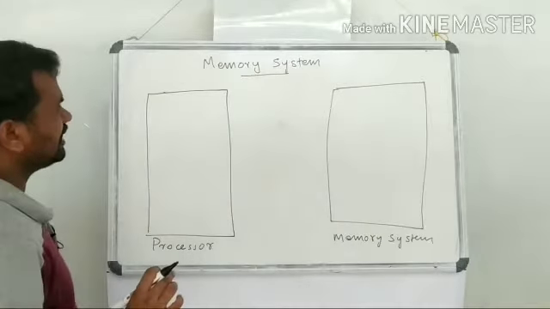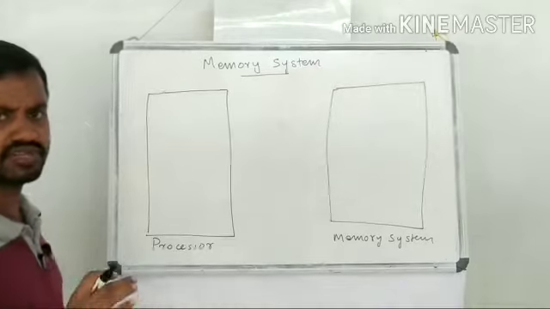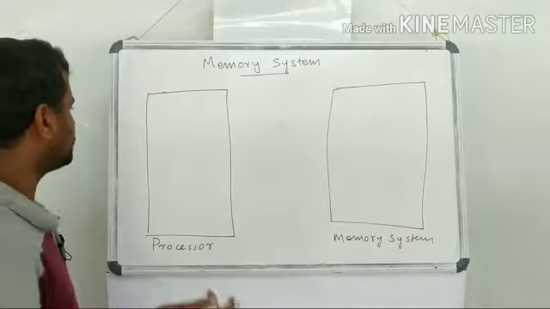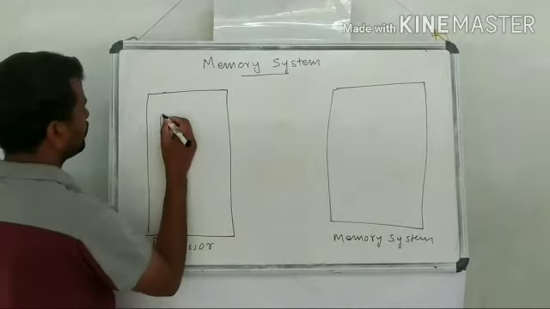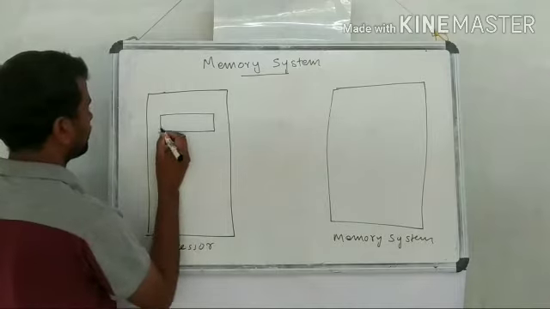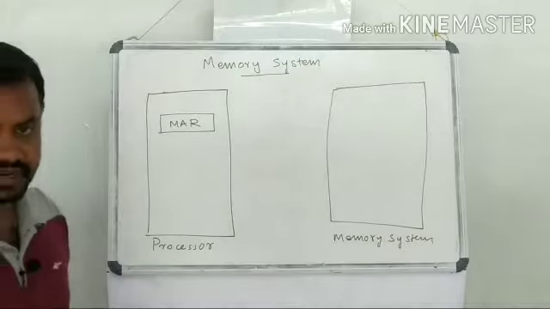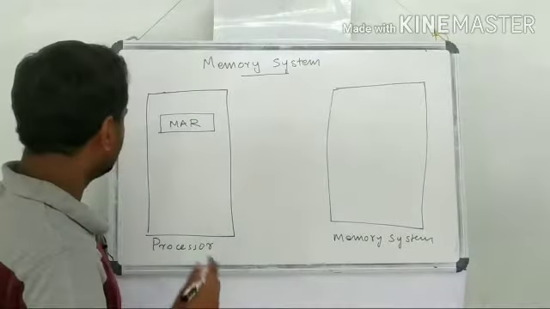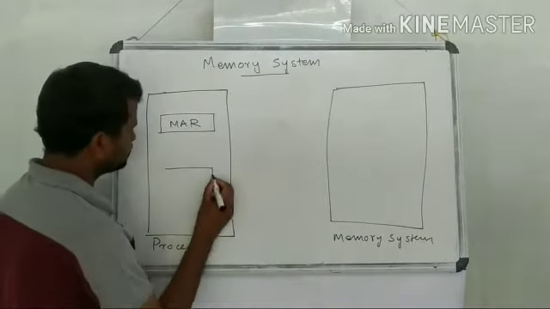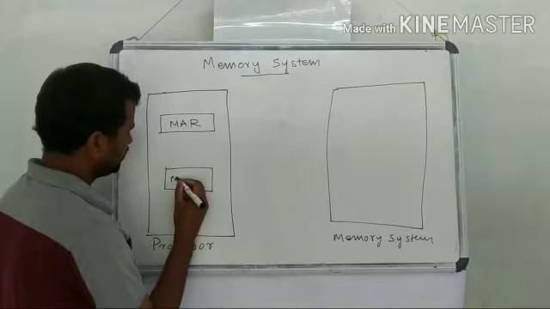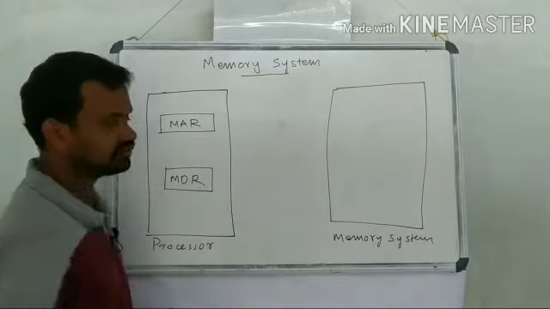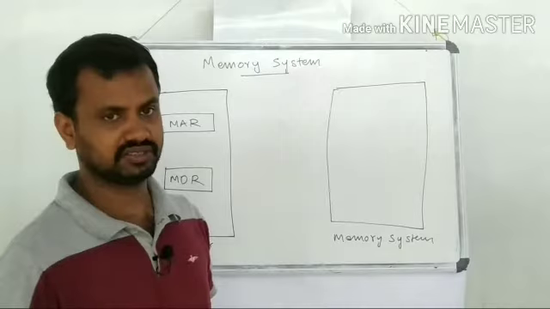Then two important registers associated with the memory interaction are, one is MAR, that is our memory address register. Then another register is MDR, that is memory data register.